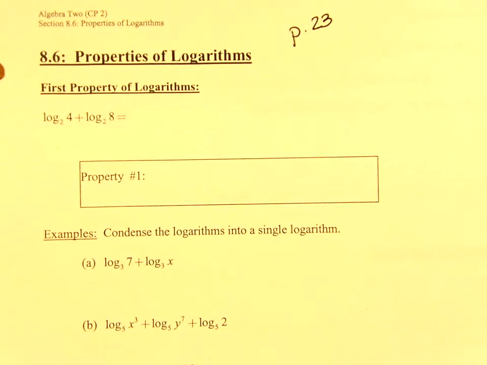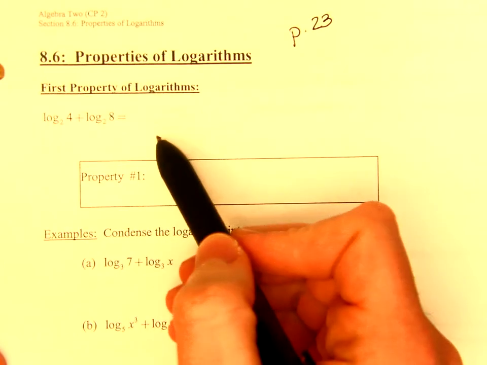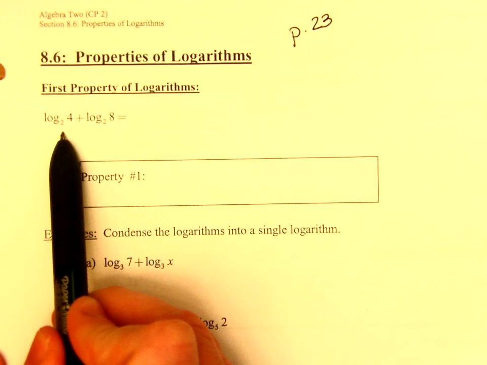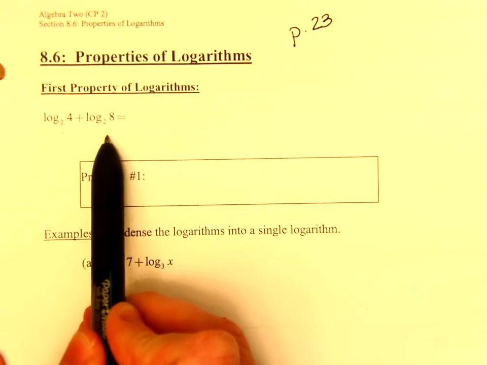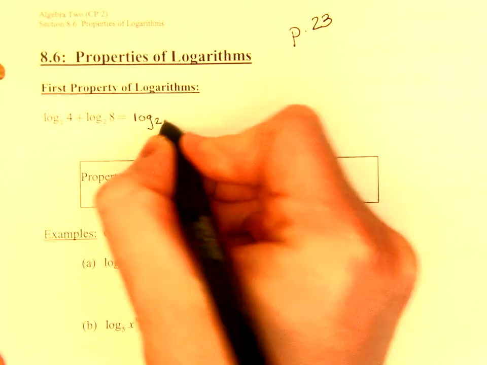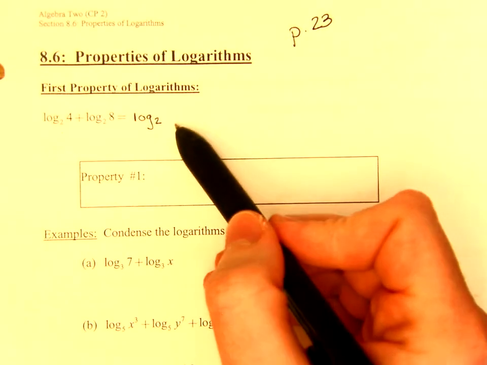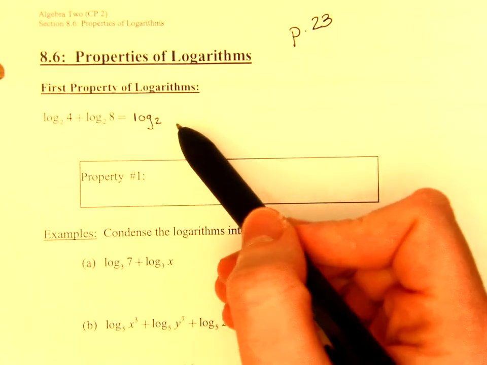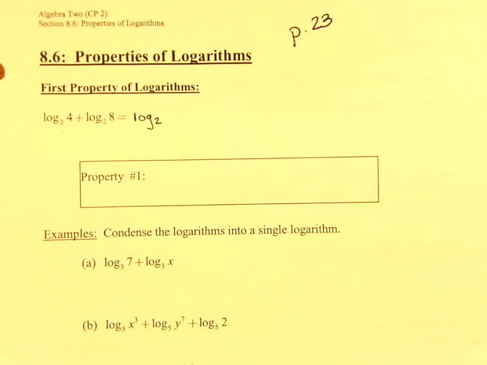We have 3 properties of logarithms: how to add logarithms, subtract logarithms, multiply logarithms by a number. Our first property involves how to add logarithms together. I have log base 2 of 4 plus log base 2 of 8 equals, well, it should seem reasonable that the answer should be another log base 2 problem. It would be really nice if this equaled log base 2 of 12, 4 plus 8 is 12, but unfortunately logarithms don't work that way.